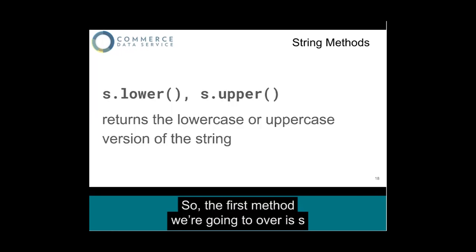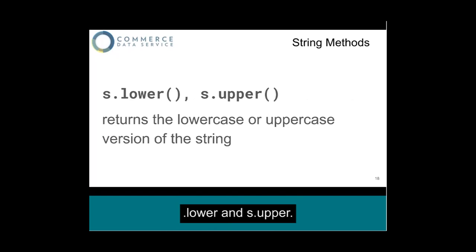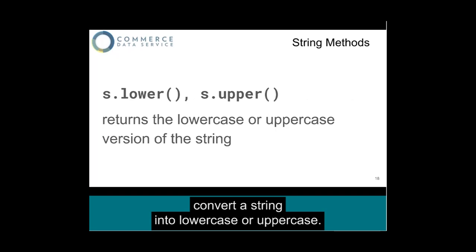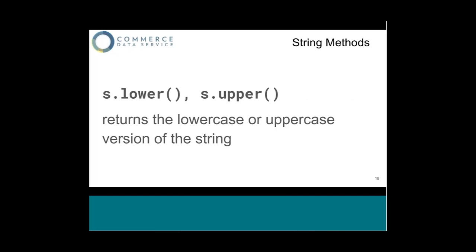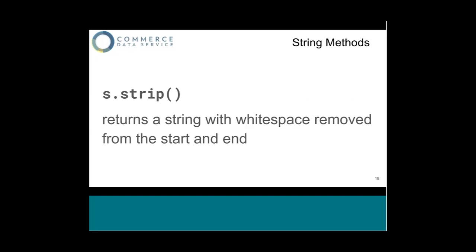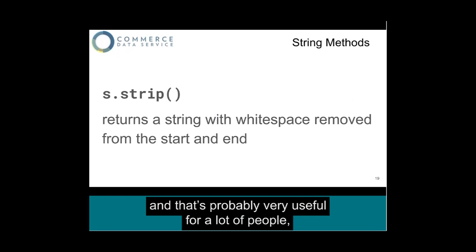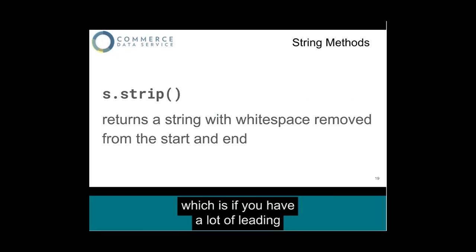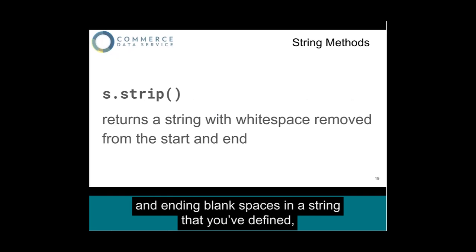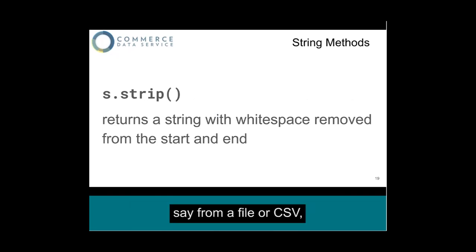So the first methods we're going to go over are s.lower and s.upper. And so those are very basic, as you can probably guess, they convert a string into lowercase or uppercase. The next one is strip. And that's probably very useful for a lot of people, which is if you have a lot of leading and ending blank spaces in a string that you've defined, say from a file or a CSV. If you do .strip on it, you will strip off the leading and ending blank spaces.